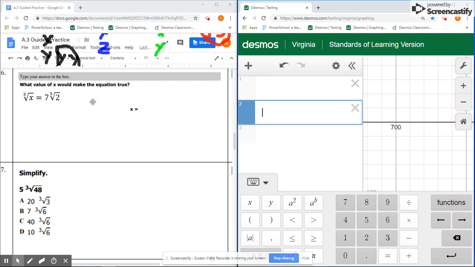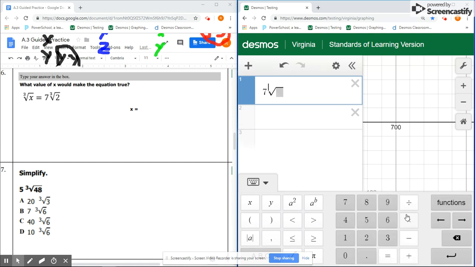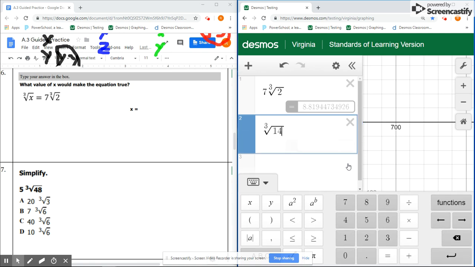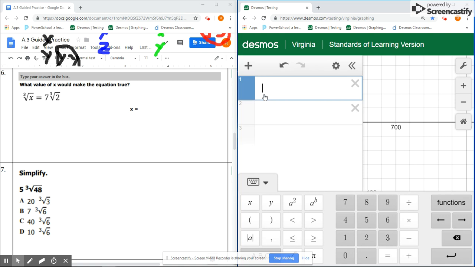We could plug in numbers until we get 7 cube root of 2 to be the same thing. We know that 7 cube root of 2 is going to be a decimal, 8.8. So we could just take the cube root and plug in numbers until we find it. We could try 14. Nope, not big enough. 20, not big enough. 40, a little bit. Oh, that's too big. 100, not big enough. 500. We can keep playing that game until we get the answer, but probably the easiest way is just to think about what this really means, okay?